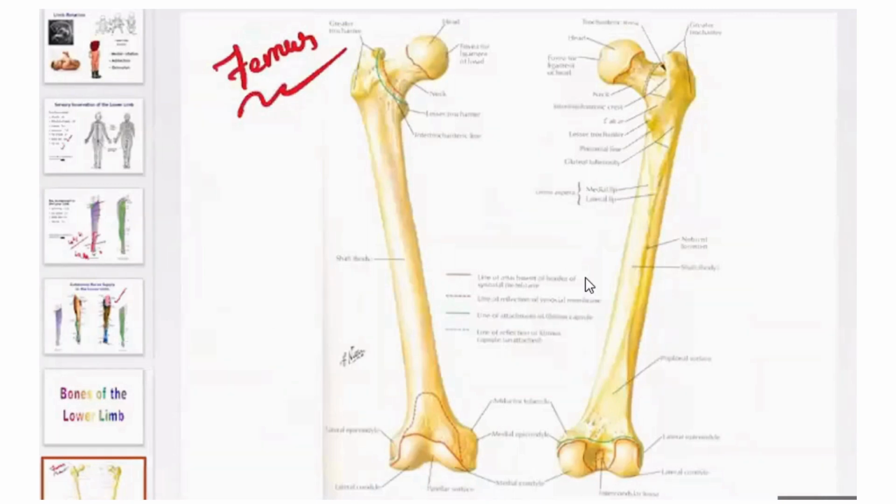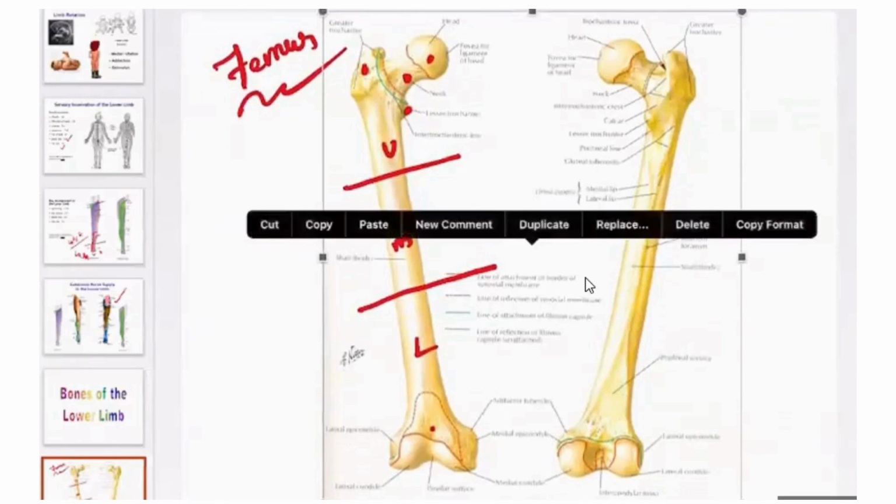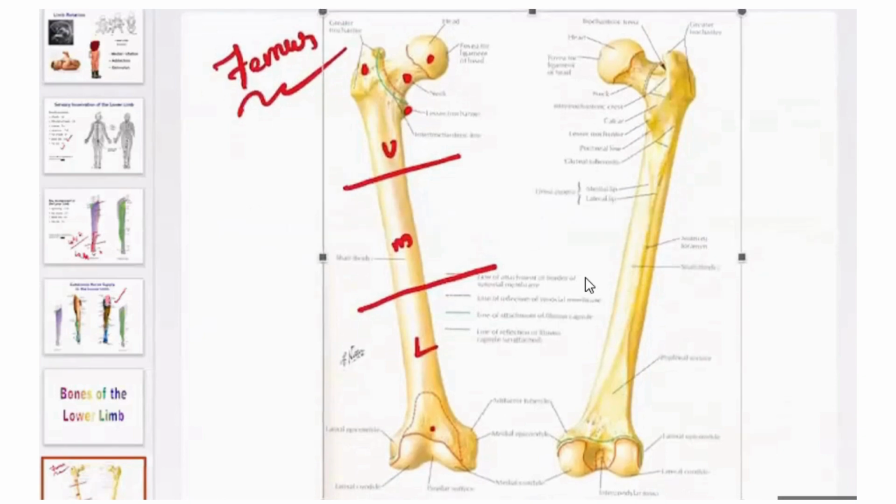So femur is the long bone which has a head, a neck, greater trochanter, lesser trochanter, shaft, and the lower end. The shaft is divided into upper one third, middle one third, and lower one third. On the upper end, the features are head, neck, greater trochanter, lesser trochanter.